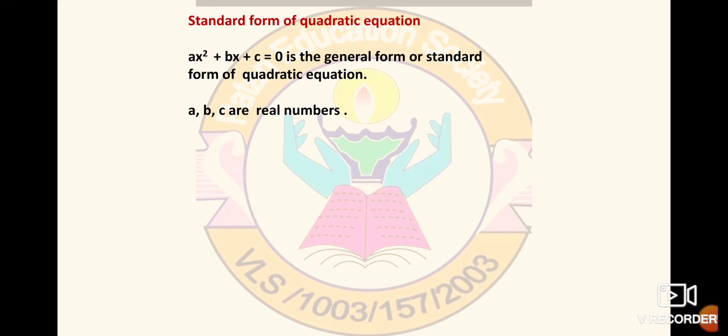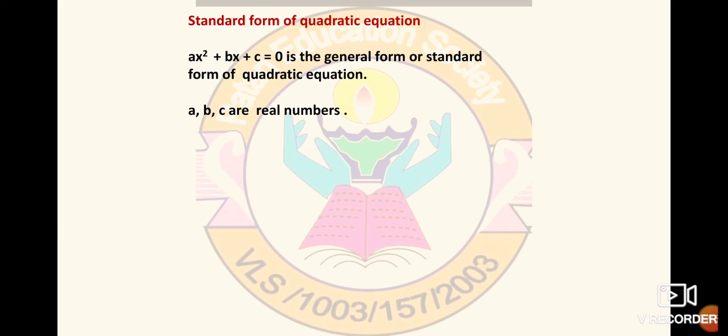What type of numbers? A, b and c are real numbers. Now real number means what? It is the group of rational numbers as well as irrational numbers. Means a, b and c are rational numbers, or sometimes irrational numbers, but definitely they are real numbers.